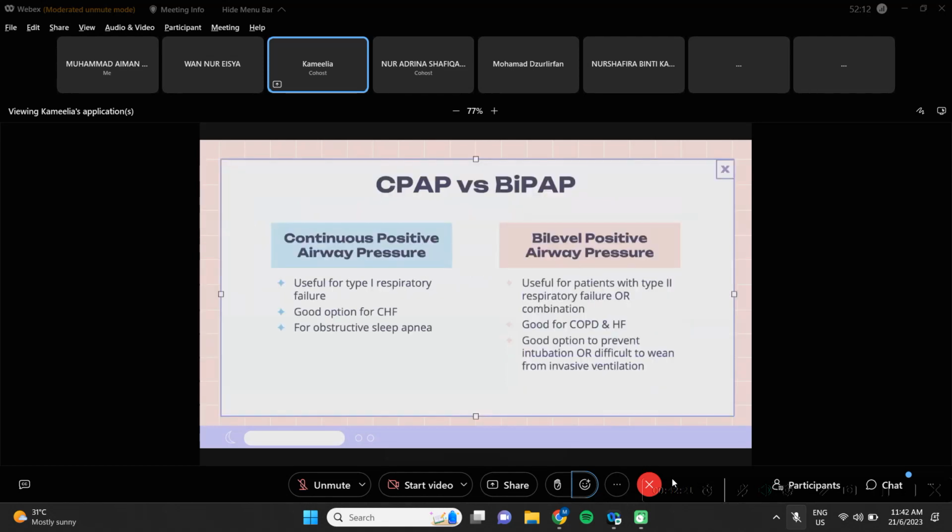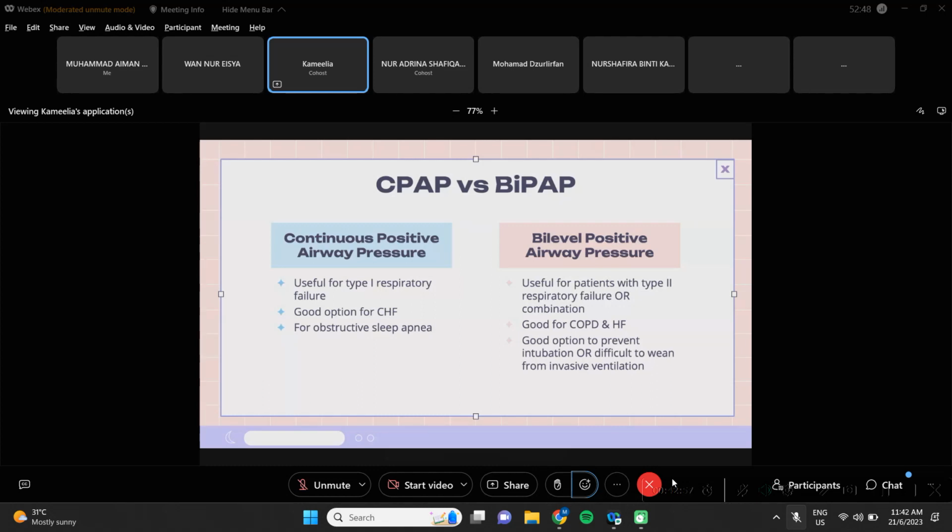So, the difference between CPAP and BiPAP, as you can all recall, Daniel has actually delivered an OSCE tutorial about the oxygen, right? There's a type 1 and type 2 respiratory failure. So, basically, type 1 respiratory failure is the patient is hypoxemic and there is a failure to oxygenate. Whereas in type 2 respiratory failure, the patient is hypercapnic and there is a failure to ventilate.